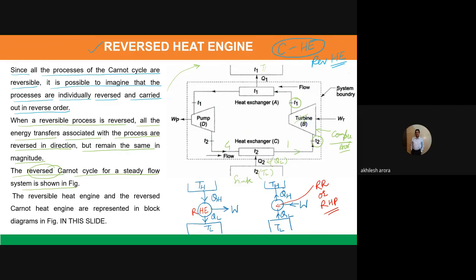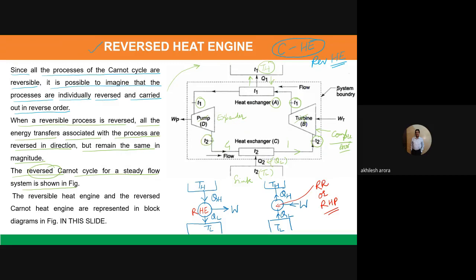So this is the high temperature reservoir. Earlier this heat was entering here in the heat exchanger, but now it is being transferred from the heat exchanger A to the high temperature reservoir at temperature TH. And then after that, rather than a pump, now it would be an expander here. In the expander the expansion is taking place from temperature T1 to temperature T2.